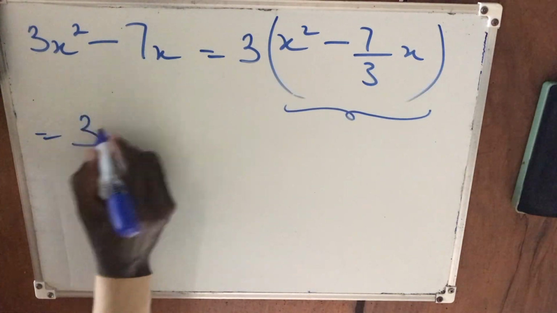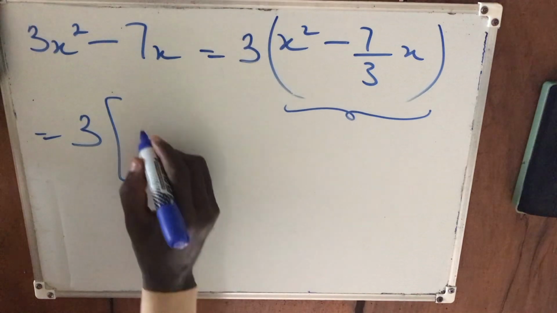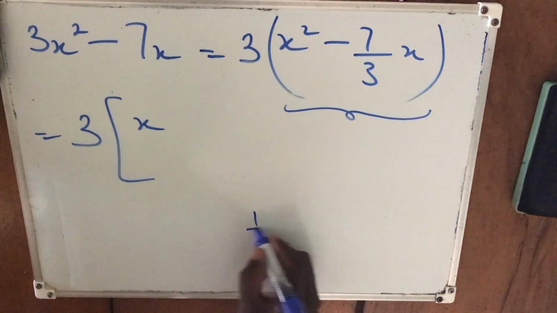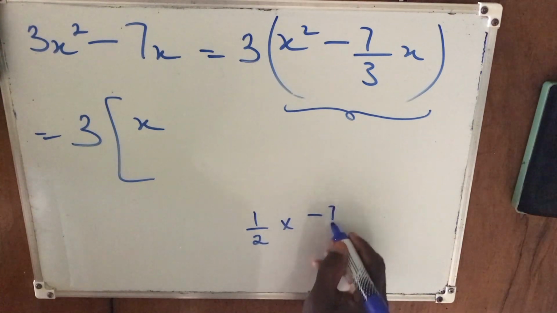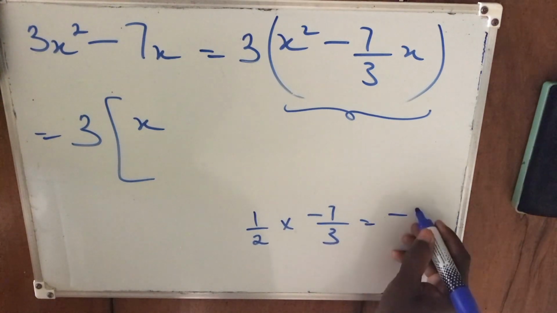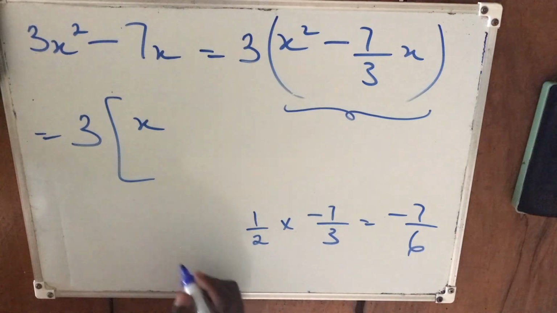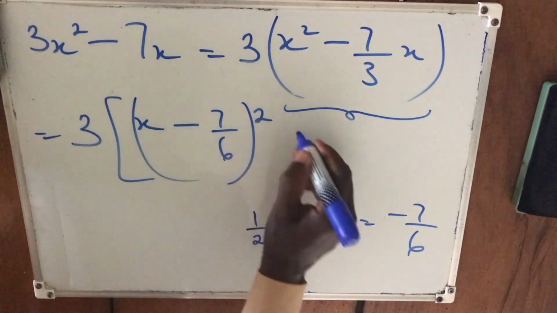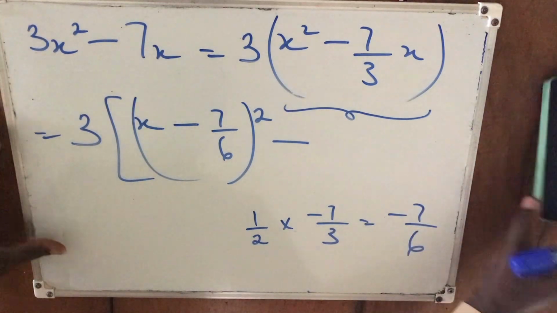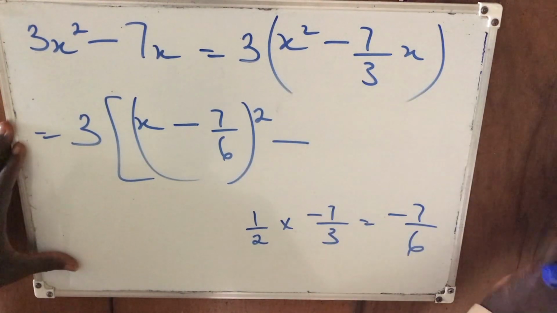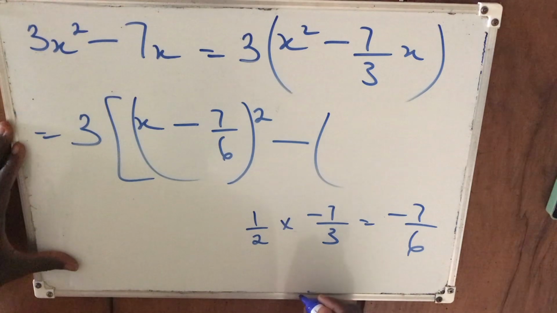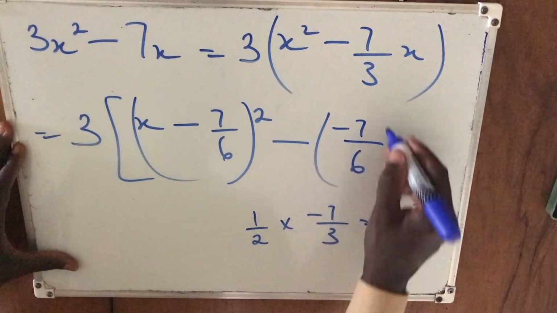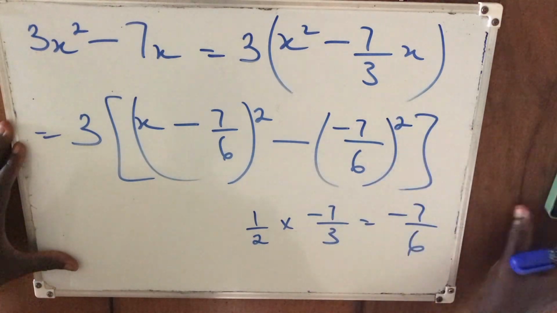And what we now have is 3 into brackets x. The coefficient of x is minus 7 over 3. And half of that means 1 over 2 times minus 7 over 3, which is minus 7 over 6. So here I'm going to have x minus 7 over 6 all square minus the square of that half the coefficient of x, and that's minus the square of minus 7 over 6.